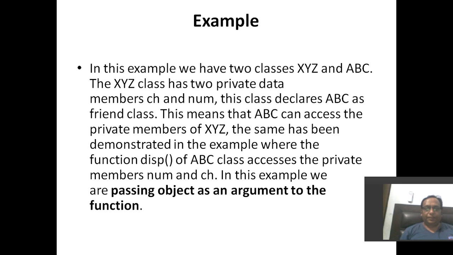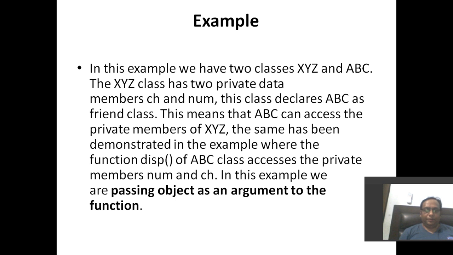So I have given an example. There are two classes I have declared, XYZ and ABC. The XYZ class has two private data members: one is of character type, and another is a number, which is of integer type. This class declares ABC as a friend class. In XYZ, I have declared another class using the friend keyword. This means that ABC can access the private members of XYZ.